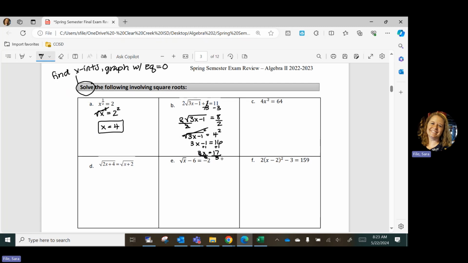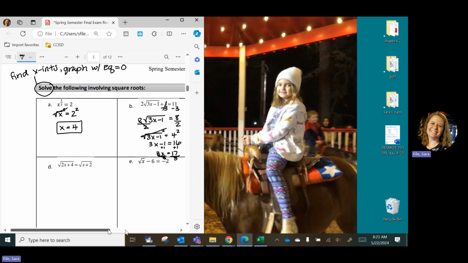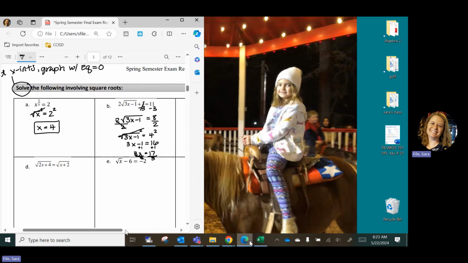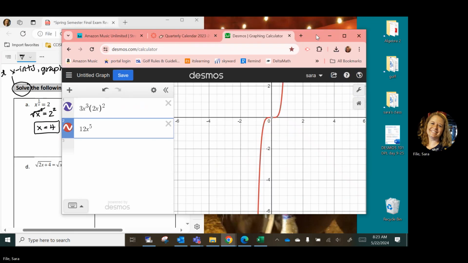Now, when we are solving with square root functions, when you're raising both sides to a power to solve, you can sometimes create extraneous solutions. Originally, when we did this unit, we talked about how you need to check for extraneous solutions. So you can do that in Desmos.